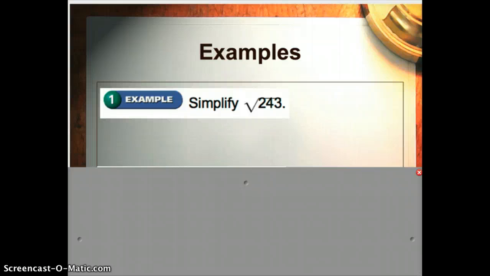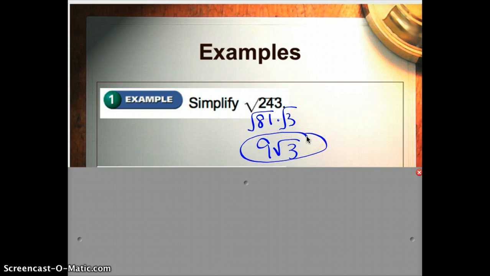So here, I'm going to simplify square root 243. Try that one on your own because it's just a number. Okay, I'm looking for perfect squares that go in. I notice automatically it's 81 times 3. So square root of 81 times square root of 3. Square root of 81 is 9. Square root of 3, unknown. There's no perfect square factors that go into 3 other than 1.